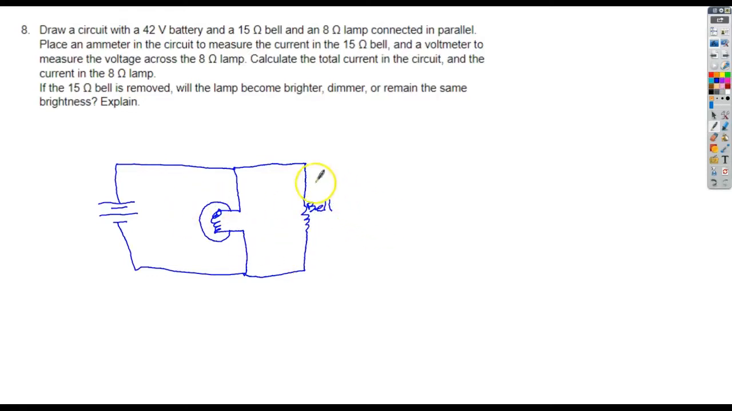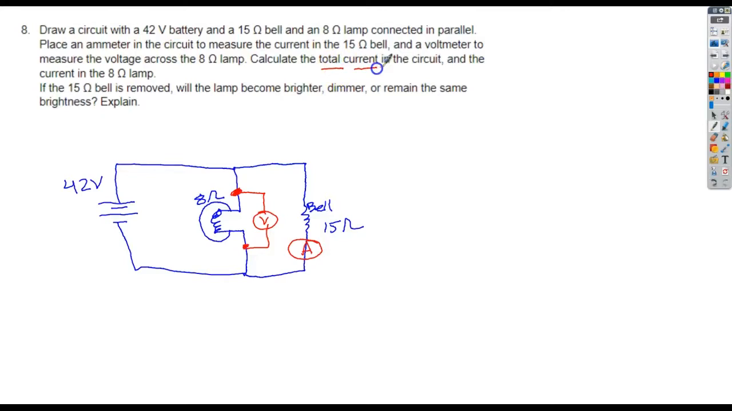They want us to place an ammeter in the circuit. Let's first put in some values. 42 volts. This is 15 ohms, and this one is 8 ohms. Place an ammeter in the circuit to measure the current in the 15 ohm bell. So we said probably the easiest thing to do is put it in line right after the resistor, and a voltmeter to measure the voltage across the lamp. So to find the potential here, we'll just put in a voltmeter. So there we go. Now we've got that. We're all set, and we are done with that part.